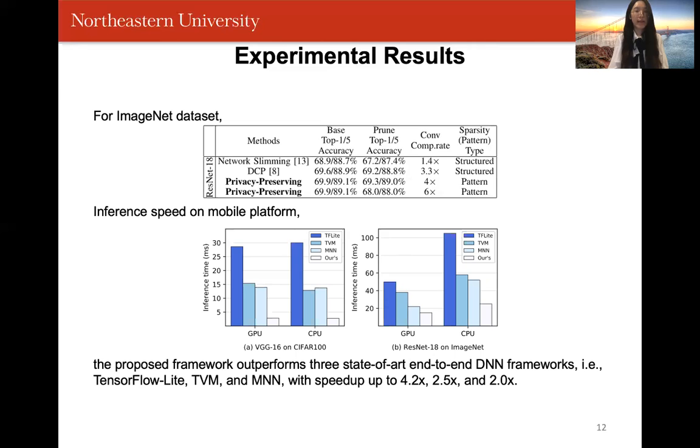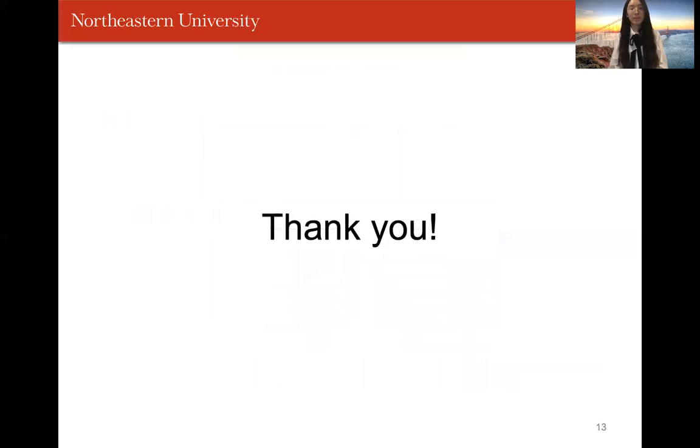Besides the compression rate and accuracy performance, we also measure the inference speed on mobile platforms and compare our proposed framework with three state-of-the-art end-to-end DNN frameworks, TensorFlow Lite, TVM, and MNN. We can see that our proposed framework outperforms all of these three frameworks, and the speedup is up to 4.2x, 2.5x, and 2x. And we can see that we can achieve real-time inference on mobile GPUs, and sometimes we can even achieve real-time inference on mobile CPUs. That's all. Thank you.